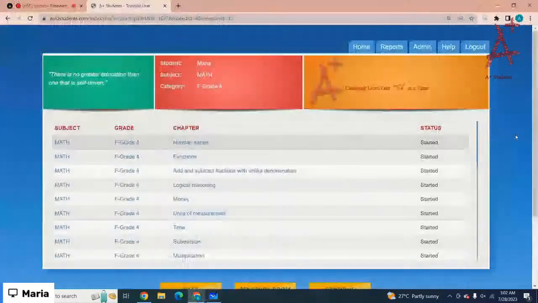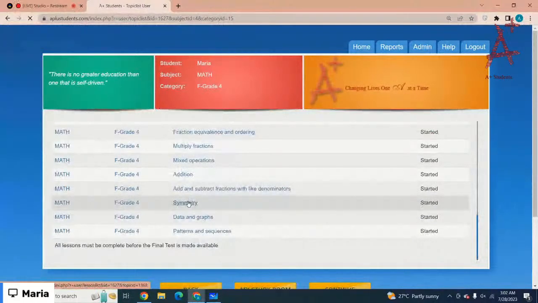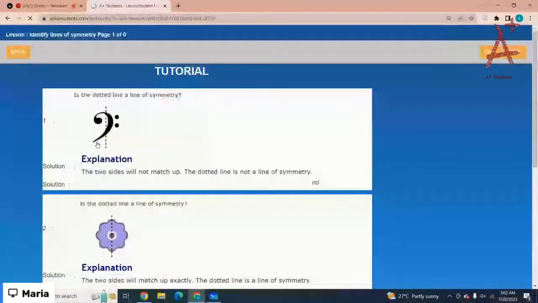Okay, here I'm on grade 4 math. Let's start with the chapter symmetry. The first lesson is identify lines of symmetry. Is the dotted line a line of symmetry? So what is the line of symmetry? A line of symmetry is a dotted line. If you imagine folding the figure along the dotted line, the two sides will match up. That would be the line of symmetry.